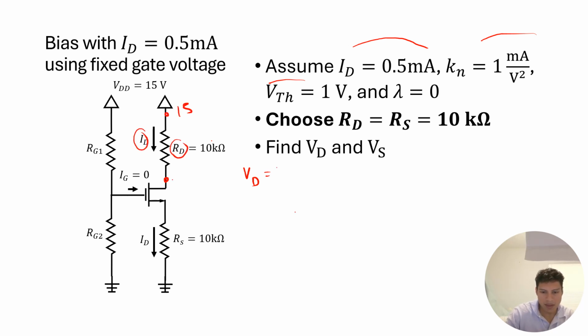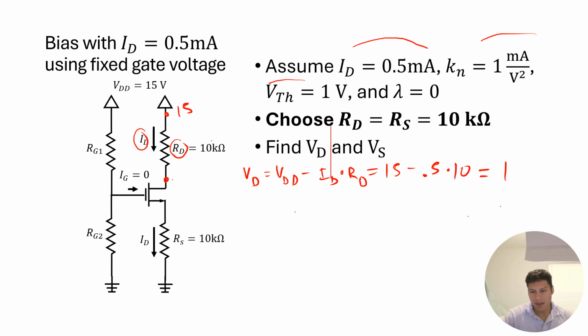So it's going to be VDD minus ID times RD, which is just equal to 15 minus 0.5, which was given to us, times 10. So remember, 0.5 milli times 10 kilo. The milli cancels out the kilo, so it's just times 10. 0.5 times 10 is 5. 15 minus 5 is just 10 volts.